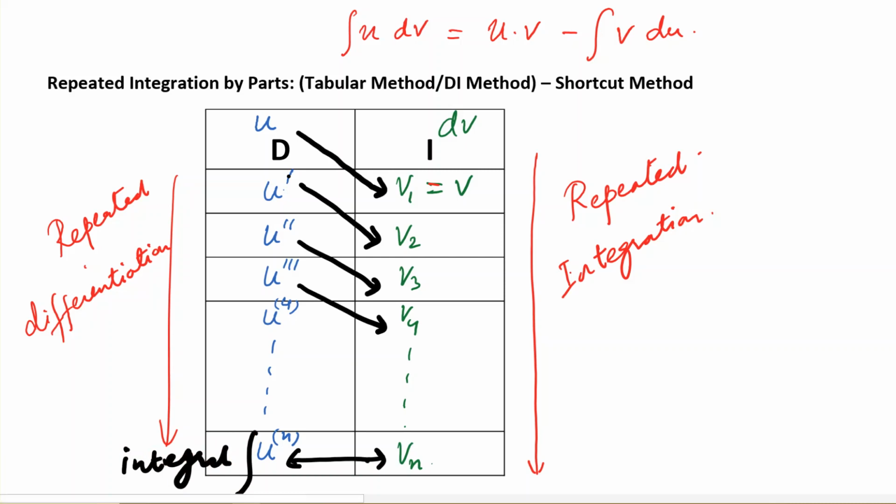As far as the signs are concerned between these terms, we start with the positive sign, and the next diagonal product will get a negative sign. Again, the next one will get a positive sign, and the next one will get a negative sign. So we alternate the signs, positive, negative, positive, negative, in order to add or subtract the terms, and this is how we write our final answer. It will be more clear with an example. So let's start with our first example.